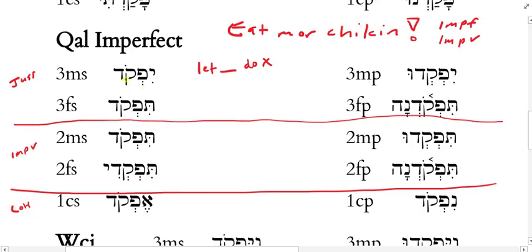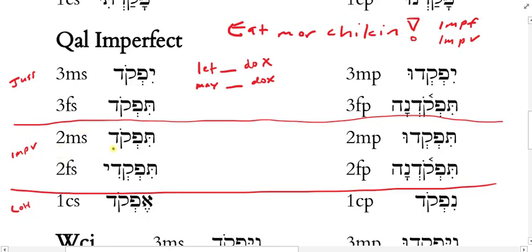So theoretically, yifkod could be he will appoint, Qal Imperfect, or let him appoint, Qal Jussive. Tifkod could be the same: she will appoint, or if it's jussive, let her appoint, or may she appoint. That'd be the other way to do it, right? May subject do X. Yifkedu and tifkodna, same thing. Either they will appoint or let them appoint, or may they appoint. So we're good. We already know the jussive because we already know the imperfect. Yippee!